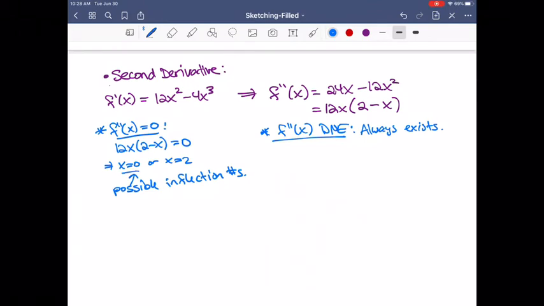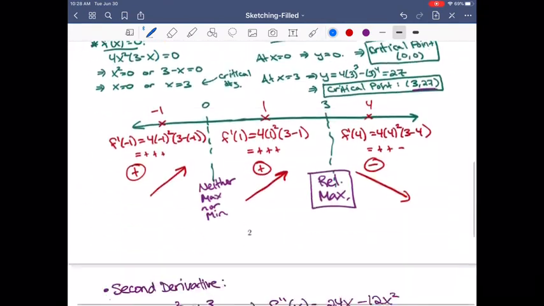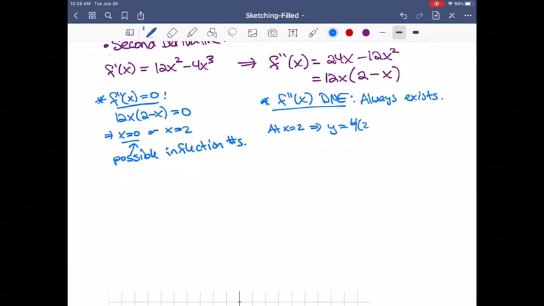0 we already know is at 0, 0. So I want the y value when x is 2 so that I have this point. So the y value is going to be, was it 4? Yeah, 4x cubed, so 4 times 2 cubed minus 2 to the power 4, and I think I get 16 if I do that. So we have another point at 2, 16.